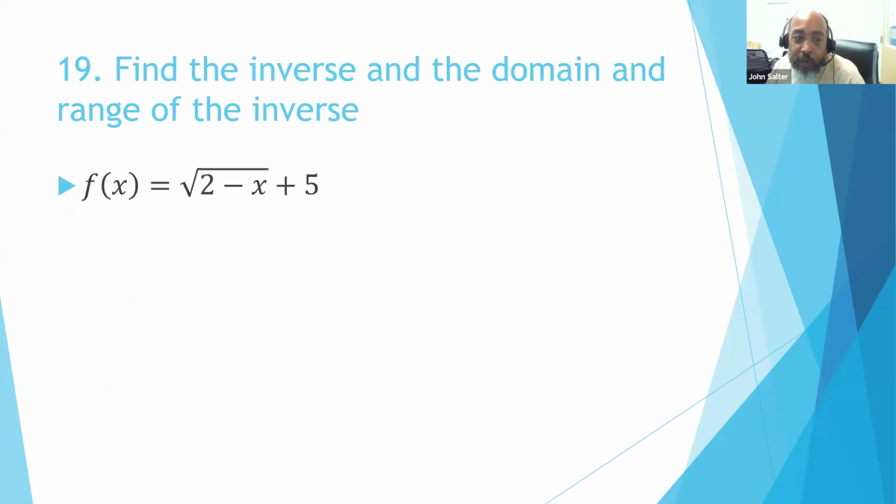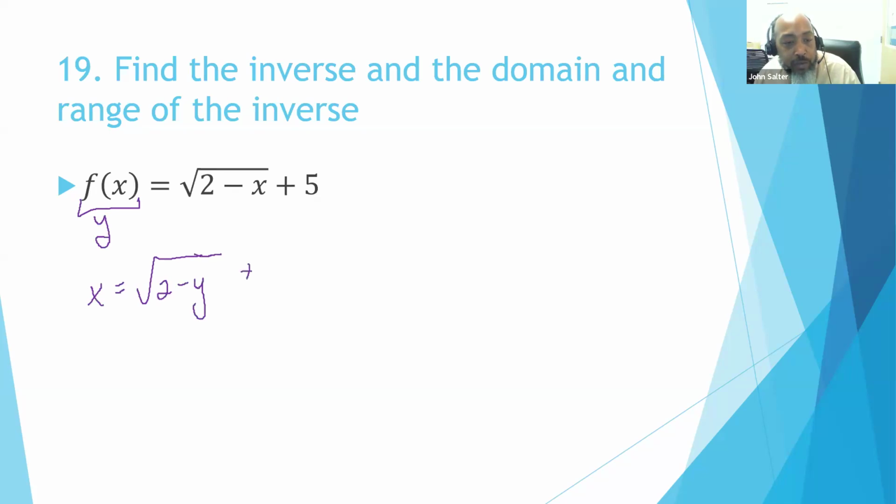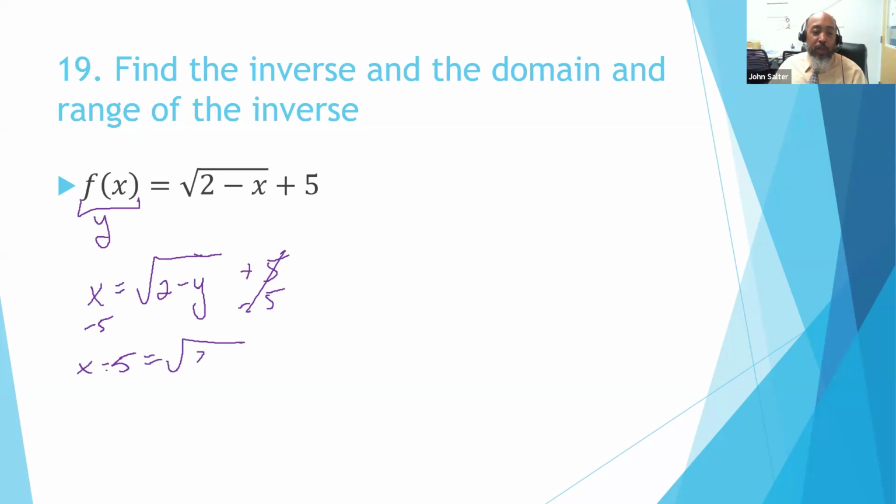Find the inverse and domain and range of the inverse. Okay. Well, one, I'm going to change my color. We've been doing the same color for a second. Let's do purple. So f of x is my y. To find the inverse, I switch places with x and y. So x is equal to the square root of 2 minus y plus 5. To solve for y, first I'm going to get rid of this plus 5 by doing a minus 5. I end up with x minus 5 is equal to square root of 2 minus y.